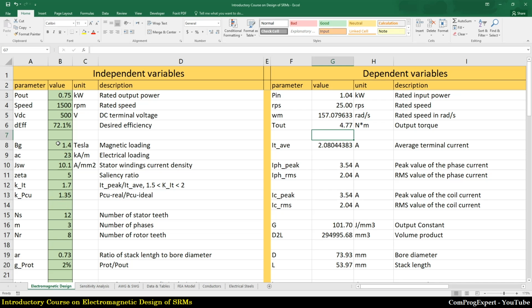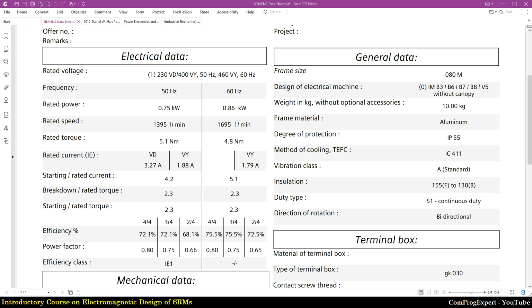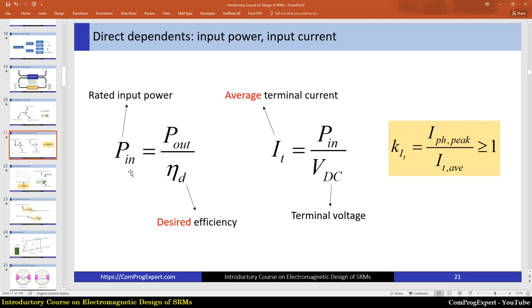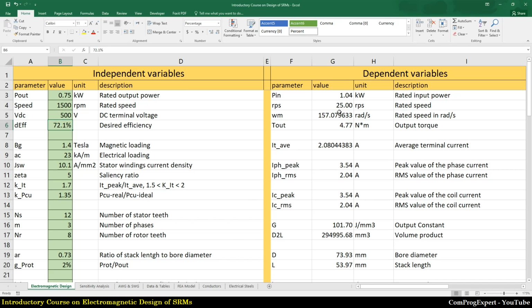Here I have the desired efficiency of 72.1, the same as this induction motor's IE1 efficiency for the full load. So the input power is equal to the output power divided by the desired efficiency. Here I implemented this equation. This is the real input power, 1.04 kilowatt.